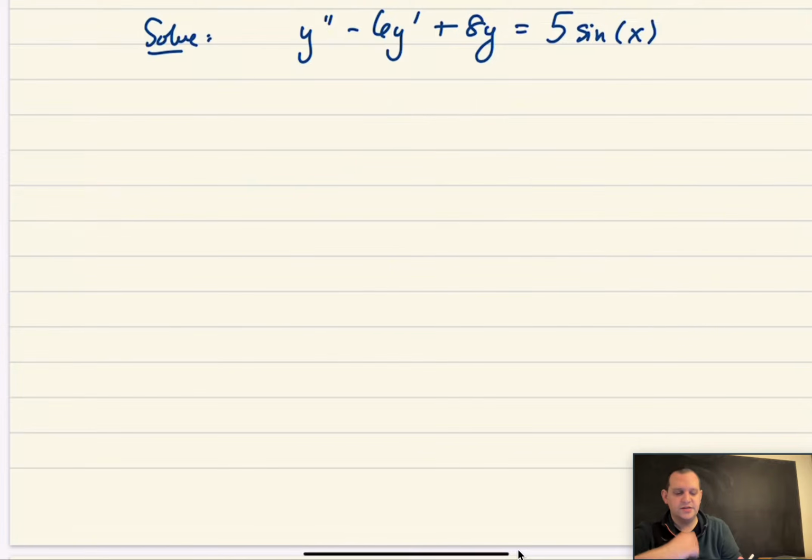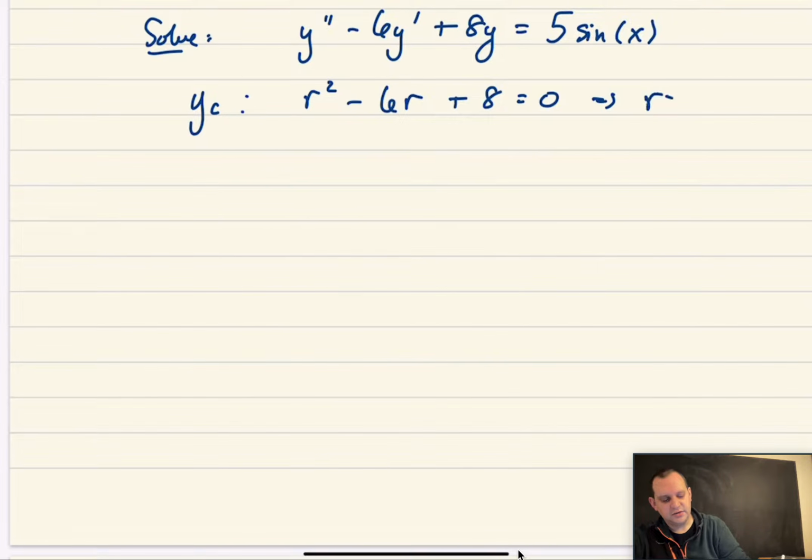What I want to do next is look at another second order linear non-homogeneous equation with constant coefficients. We have y double prime minus 6y prime plus 8y equals 5 sine of x. What we're going to do is solve the complementary solution first. To do that, we're led to the characteristic equation r squared minus 6r plus 8 equals 0.